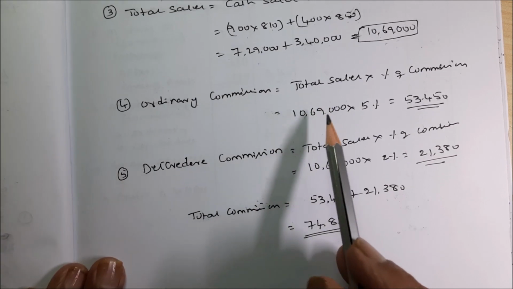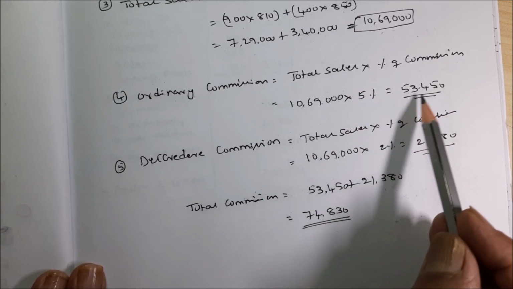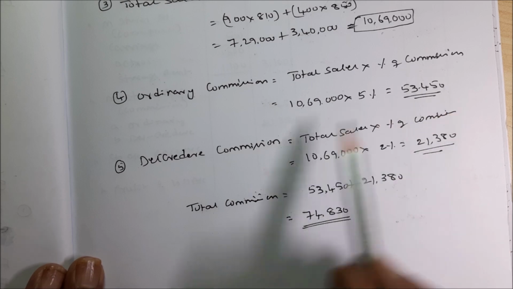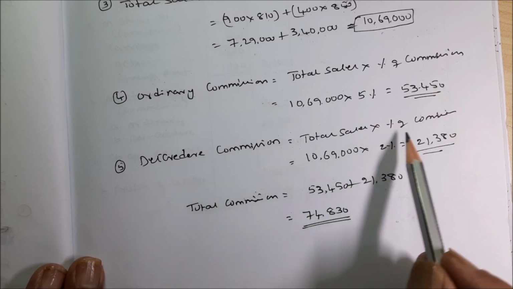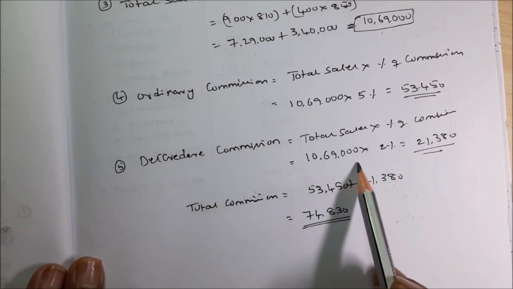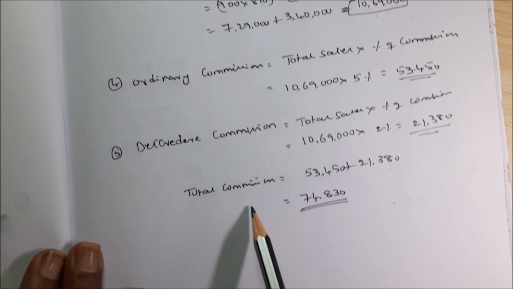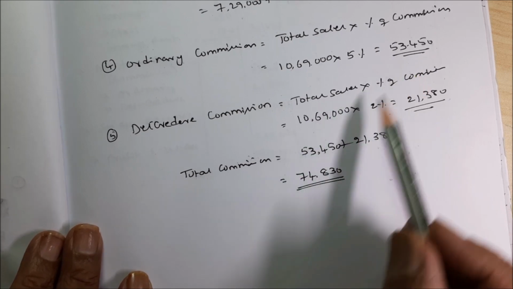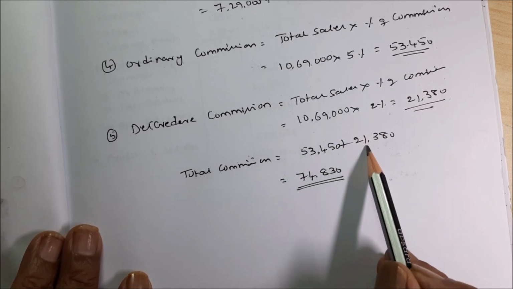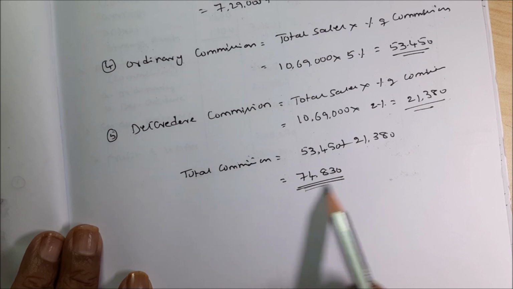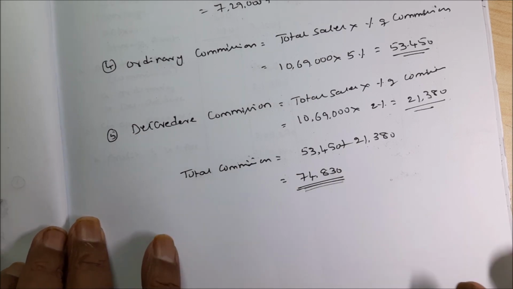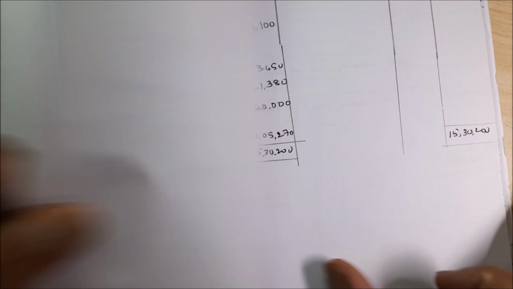Ordinary commission, that is 5% of 10 lakh 69,000, is 53,450. Del credere commission is total sales into the percentage of commission: 10 lakh 69,000 into 2% comes to 21,380. So what is the total commission? 53,450 plus 21,380, total commission payable is 74,830.